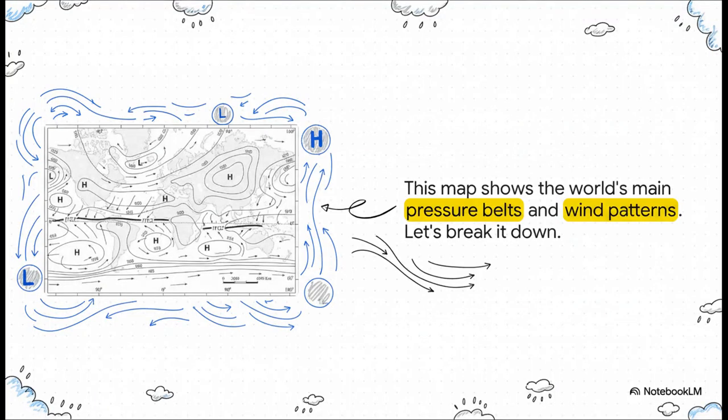Now, I know what you're thinking. This map looks really complicated, but please don't worry. This is our hero slide for this section. You see those H's and L's? Those are the permanent belts of high and low pressure that circle the entire globe. And the arrows, they show the major winds flowing between them. We're going to break this down, cell by cell, nice and easy.